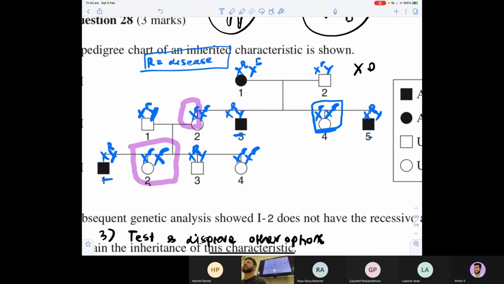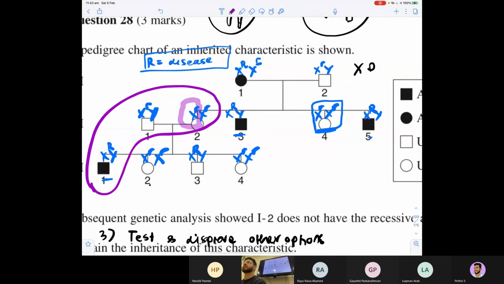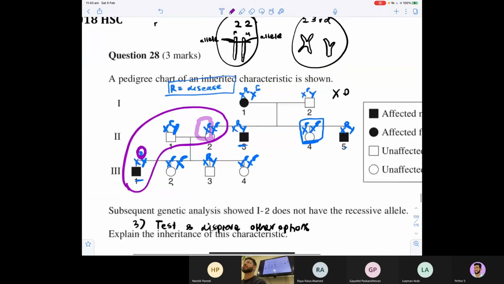Okay. Now, same thing. Do you see the error here? Yeah, it's with person 1. The parents only have little r's. How can one of the children get a dominant allele, right? Does that make sense? Good. Good pickup.